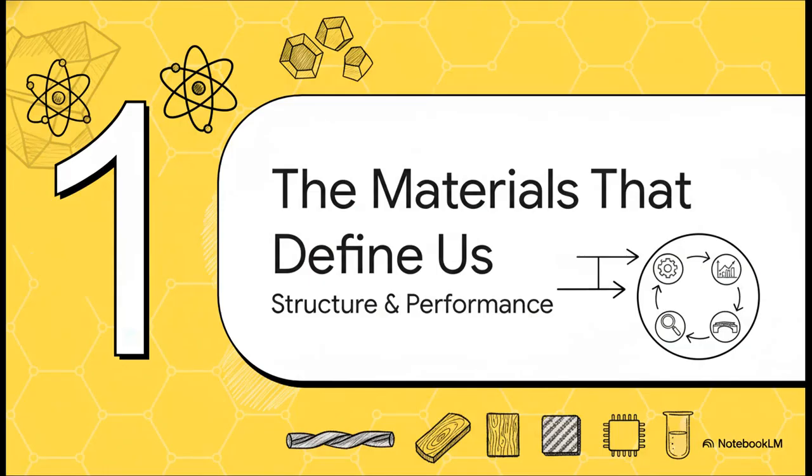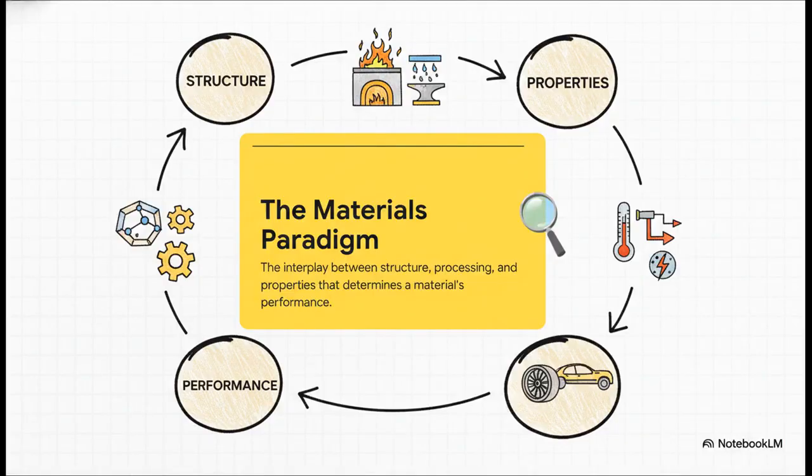Okay, so first things first, how do engineers even begin to choose from the thousands of materials out there? Well, it all boils down to one foundational concept, something often called the materials paradigm. And here's the key takeaway. It's a four-way relationship between a material's internal structure, how we process it, the properties that result, and finally, how it performs. You simply cannot change one of these without affecting all the others.